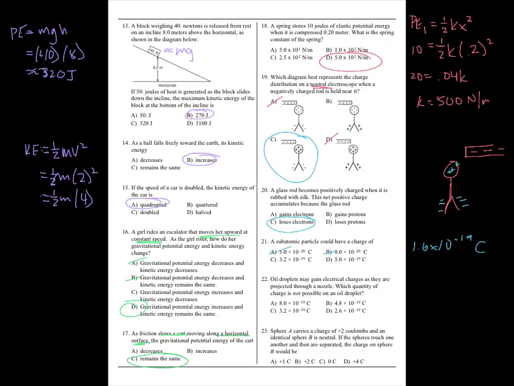Now, because C and D have the same exponent, we can easily do our shortcut. Take 3.2 divided by 1.6 and 5.0 divided by 1.6, and you'll get that choice C is the only possible charge of this group.